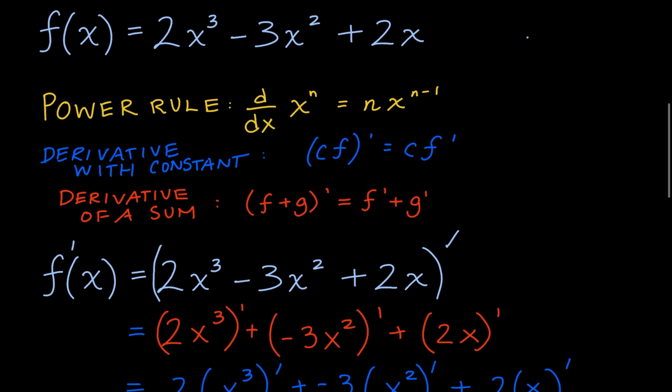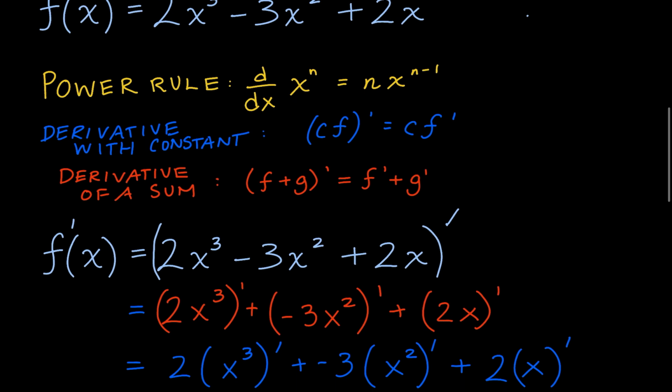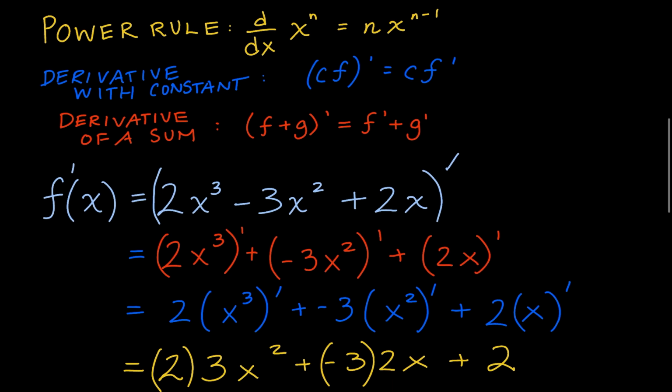All right, so the next step is to use the rule in blue and take out each constant. First we take out 2, then we take out negative 3, and then we take out 2, and now we just need to use the power rule for each of these expressions. Once we do that, we just bring down the constants as before, and this is the expression that's left.